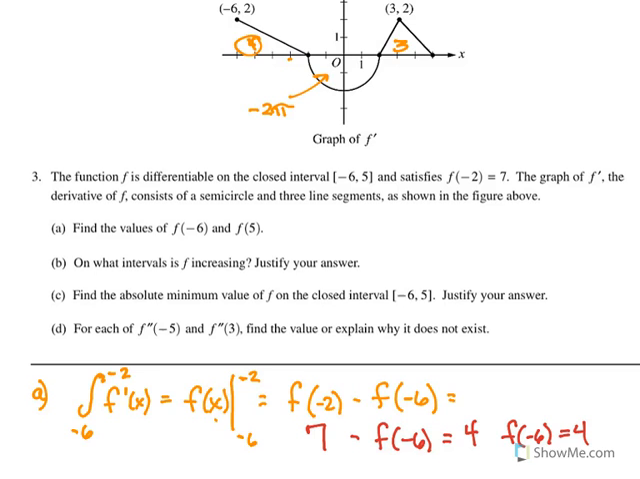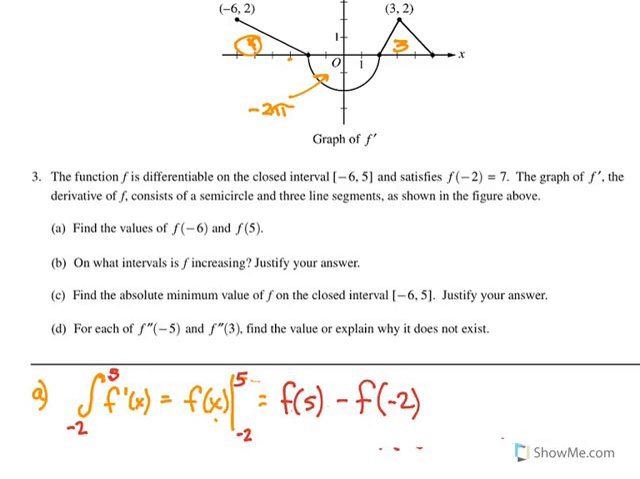We're going to do the same thing on the next part of the problem. Let me duplicate this page. Hold on. So the second part of the problem asks the same type of question, but they want f of 5. So -2 is my anchor point because of this piece right here. So the integral from -2 to 5 of f prime of x equals the integral of f prime, which is f of x from -2 to 5, which is f of 5 minus f of -2. I don't know what f of 5 is. I know that f of -2 equals 7.